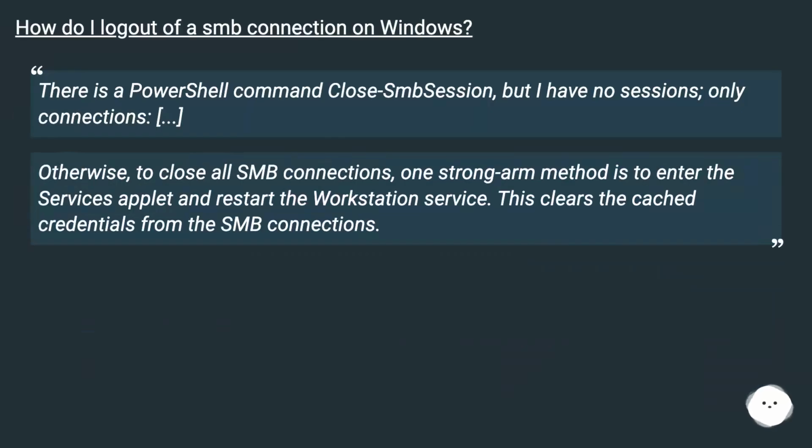How do I log out of an SMB connection on Windows? There is a PowerShell command Close-SmbSession, but I have no sessions, only connections. Otherwise, to close all SMB connections, one strong-arm method is to enter the services applet and restart the workstation service. This clears the cached credentials from the SMB connections.